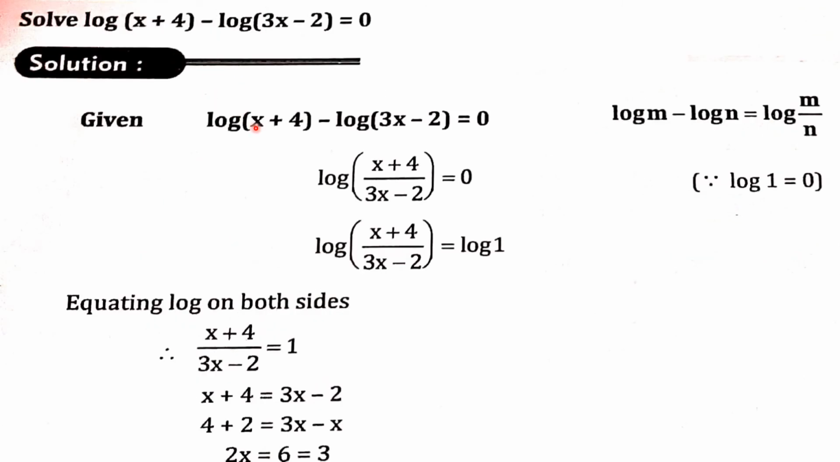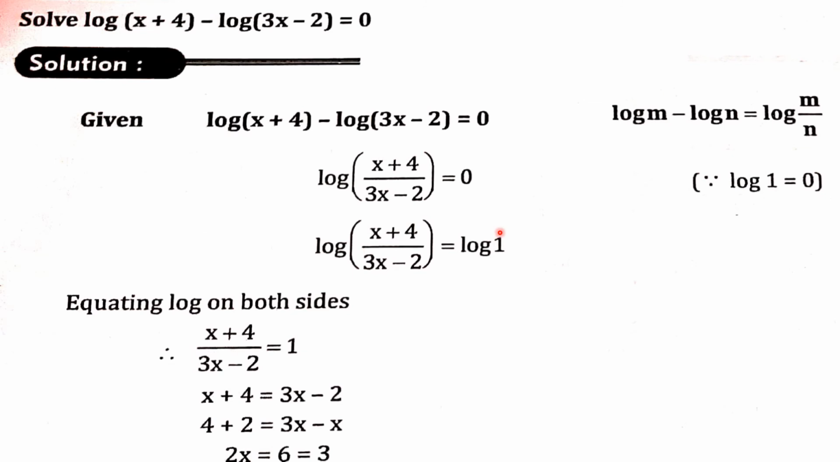Next value, log x plus 4 minus log 3x minus 2 is equal to 0. So whenever you have minus, you will go with a division value. x plus 4 divided by 3x minus 2 is equal to 0. So here once again, x plus 4 divided by 3x minus 2, you have to equate, because anytime 0 is there, even this should also be written in the form of log itself. So log 1 is equal to 0, that is why you have taken log 1. Here you have a value as 0, for that the substitution is log 1.